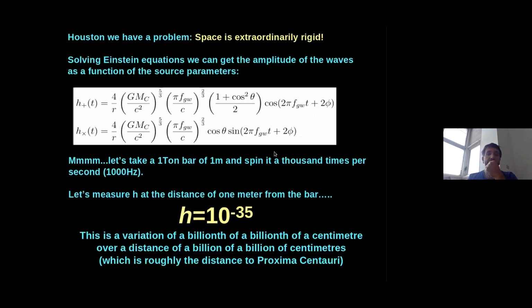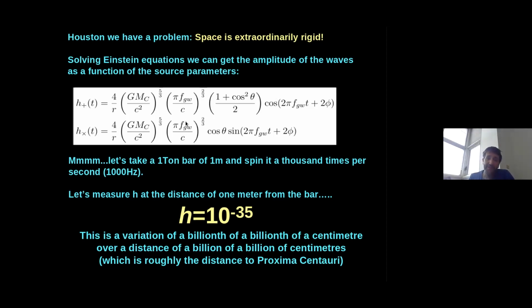Okay, so now, as I mentioned before, we have this problem that space-time is extraordinarily rigid, right? And so the amplitude of the waves, as I said before, is proportional to the mass of the system, to this weird combination of the mass of the systems, and to the frequency. Okay, so one can think, and people actually have thought about this in the 50s.